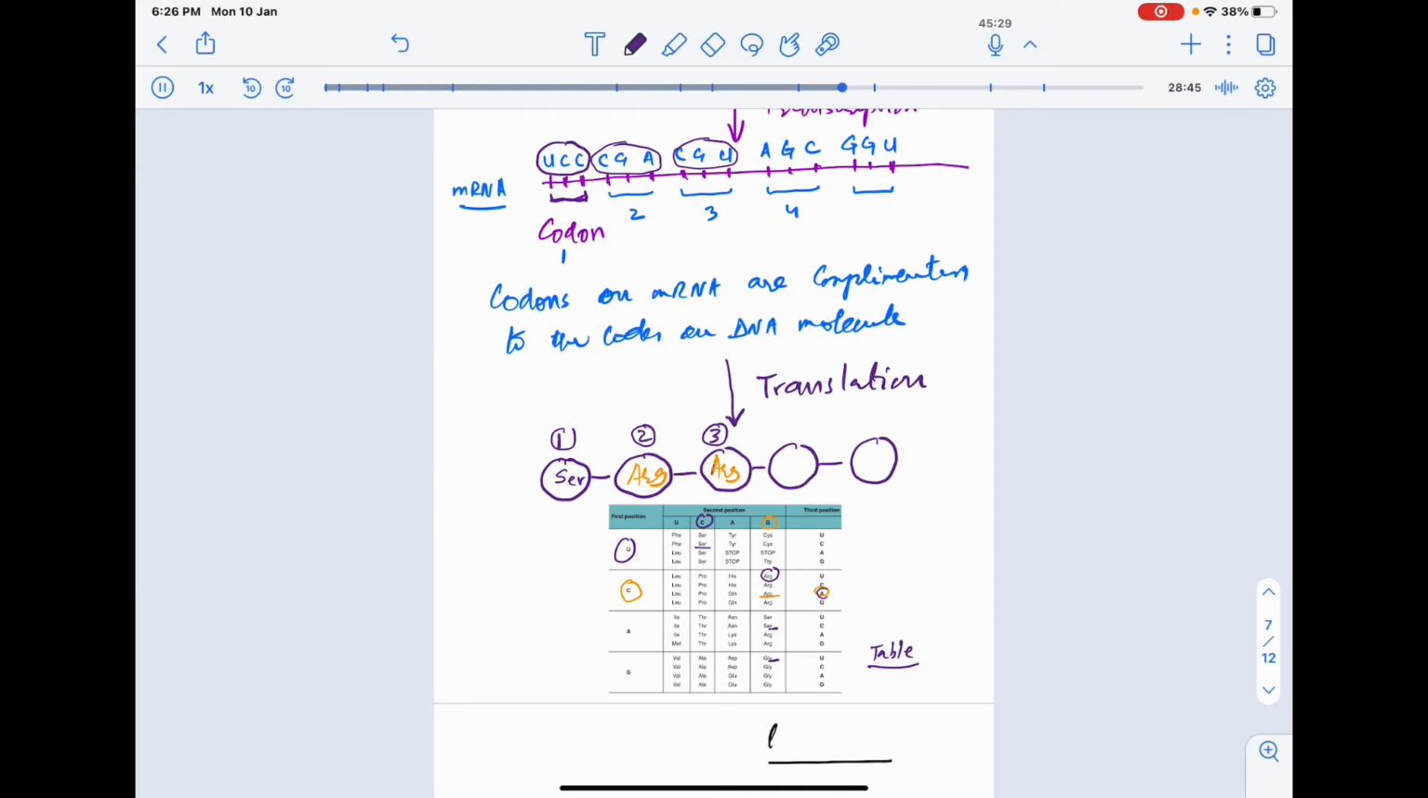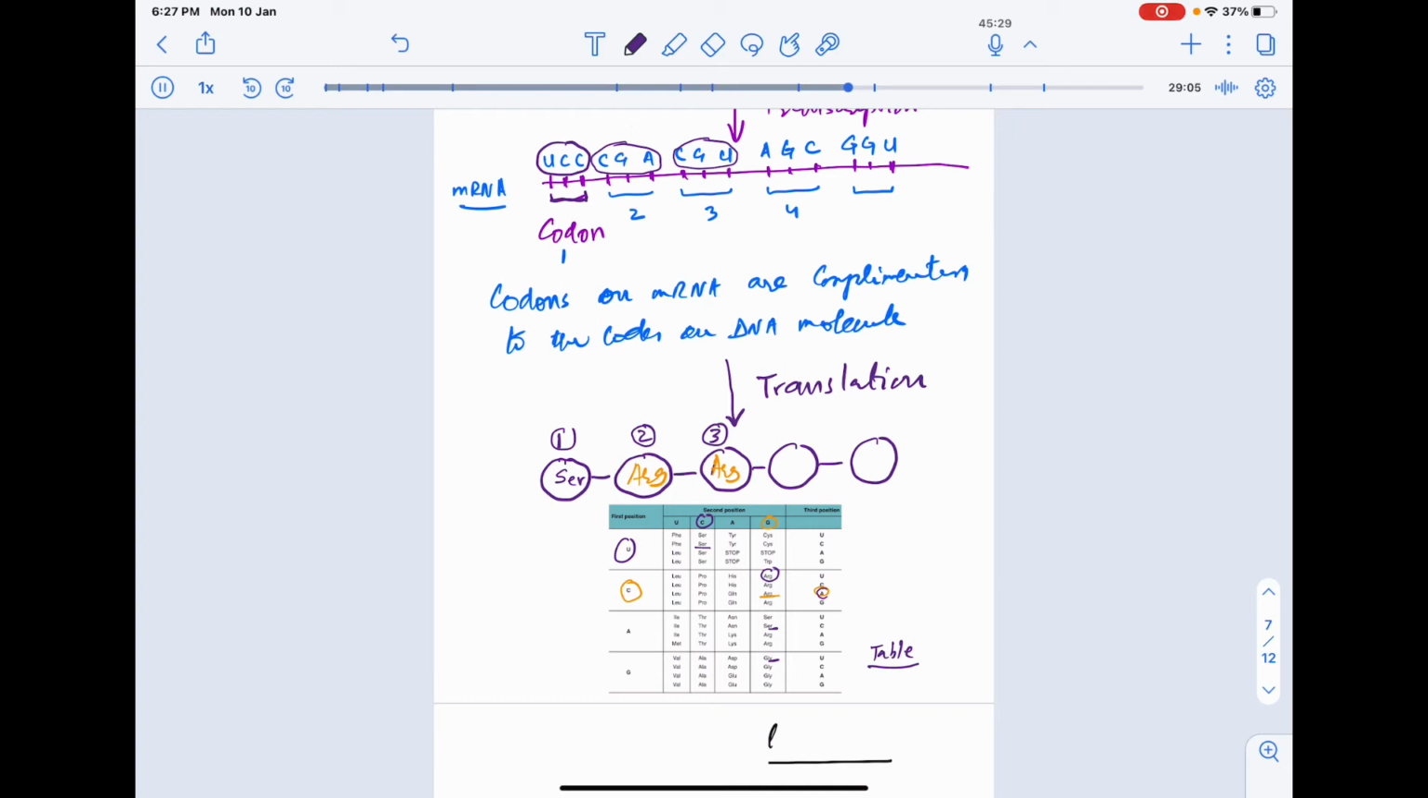We will discuss that there is more than one codon, or more than one code, possible for one amino acid. And that is why this genetic code is known as degenerate. So one amino acid can have more than one possible codon.